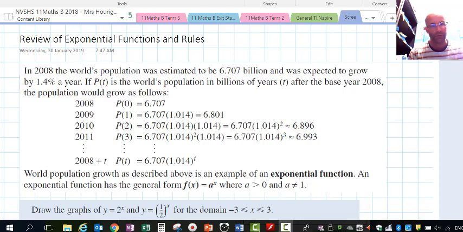In this video we're going to do a review on exponential functions and rules, stuff we should already know. So we can just see an exponential pattern here. They've used an example to do with population over time, and we can see that with the growth factor 1.014 constant and a starting value of 6.707 billion, we can see an exponential pattern. In each case it's a multiplier of that same 1.014.